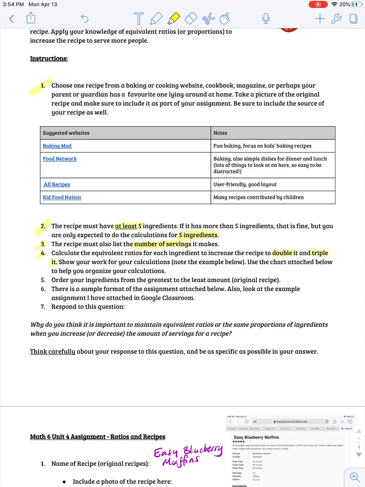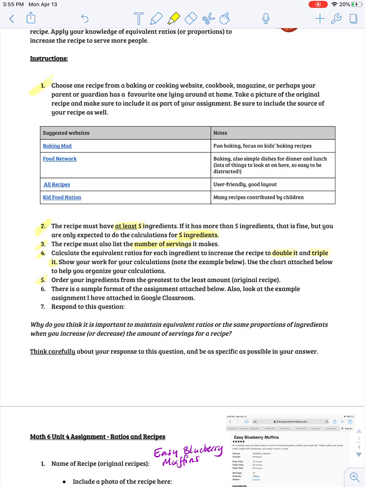You're going to have probably mixed numbers and improper fractions in there too. So it's a good exercise to get you to work with more equivalent ratios and fractions and improper fractions. There is a chart attached below to this assignment to help you organize your calculations, and I highly suggest you use the chart.